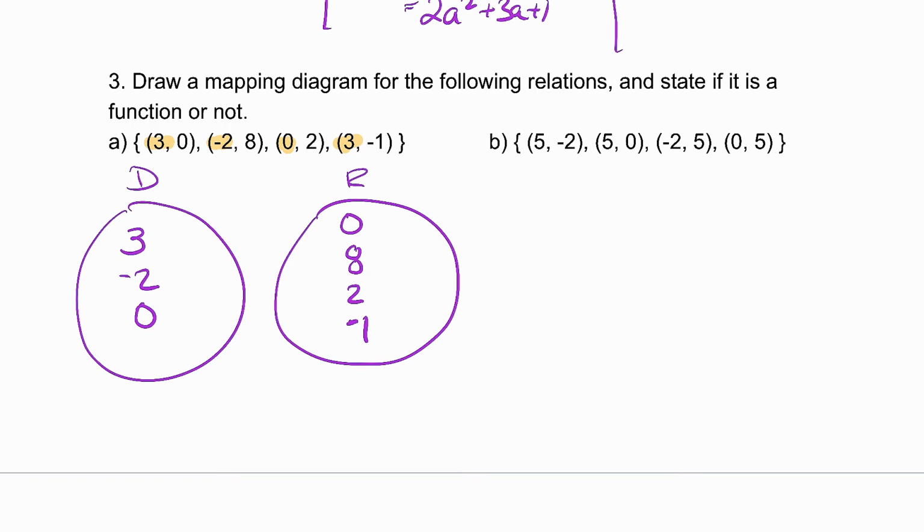So in this case, we got 3, 0, so 3 is going to point to 0, so the arrow is important to indicate the direction of the function, so to speak. So we got negative 2 points to 8, 0 points to 2. And this is how we know from a mapping diagram that this is not a function, because 3 also maps to negative 1. So in this case, because there's 2 arrows coming out of 3, we could say that this is not a function.